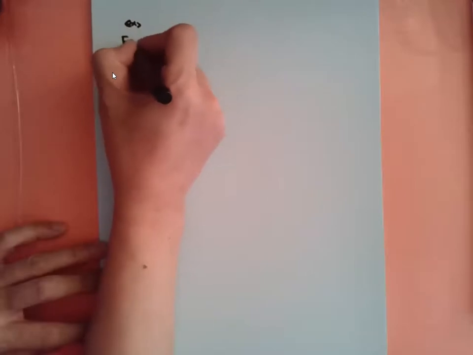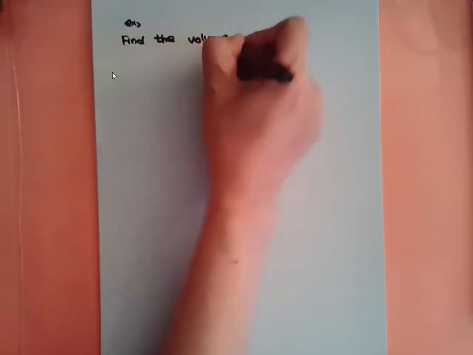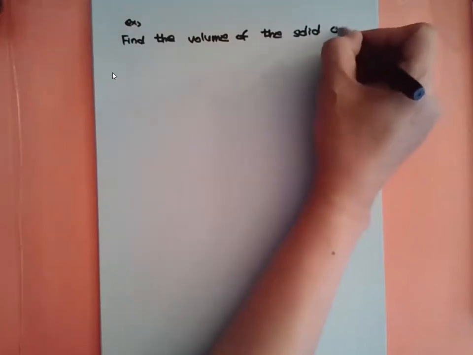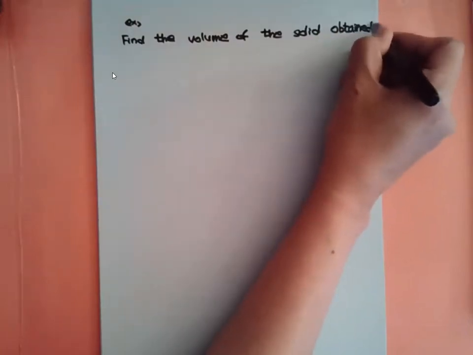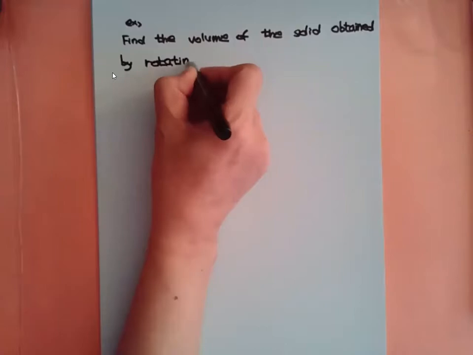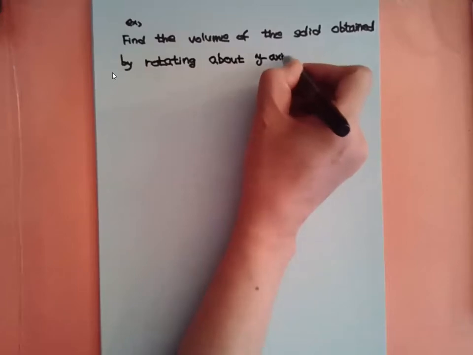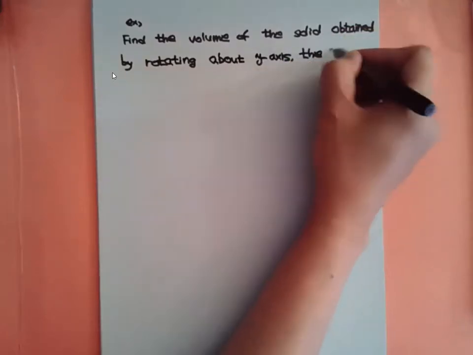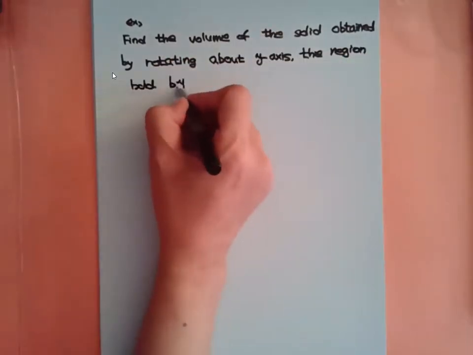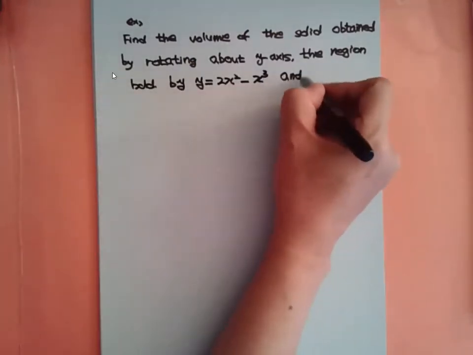Find the volume of the solid obtained by rotating about the y-axis the region bounded by y equals 2x squared minus x cubed and y equals 0.